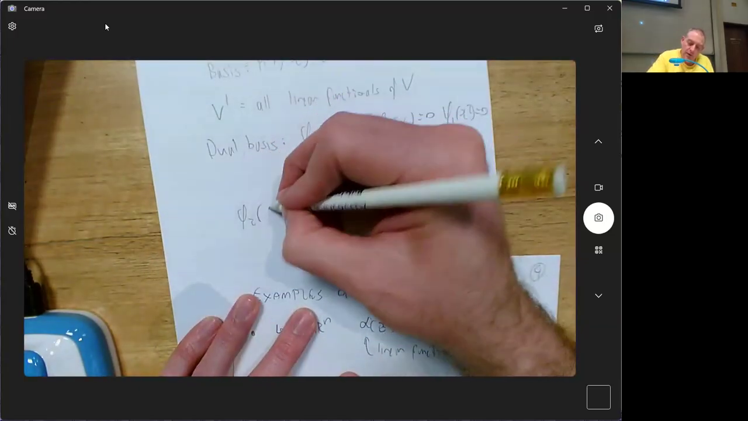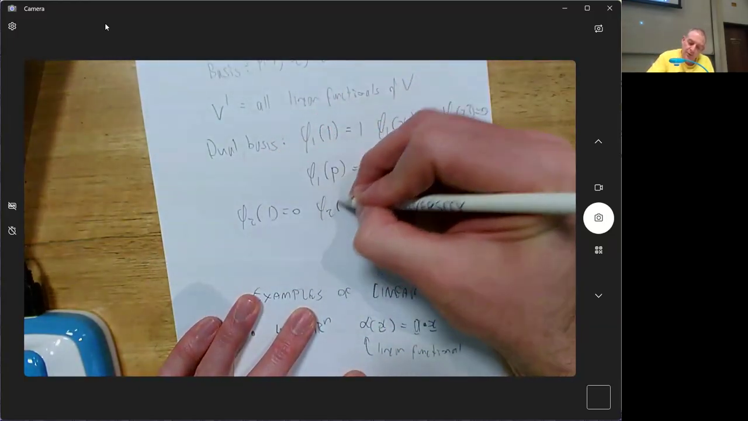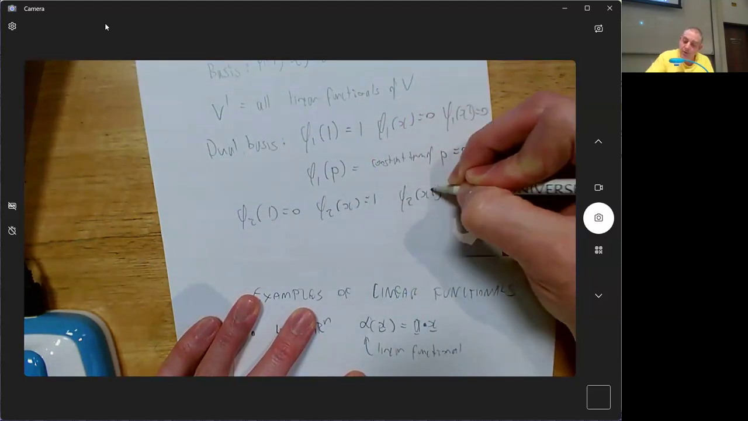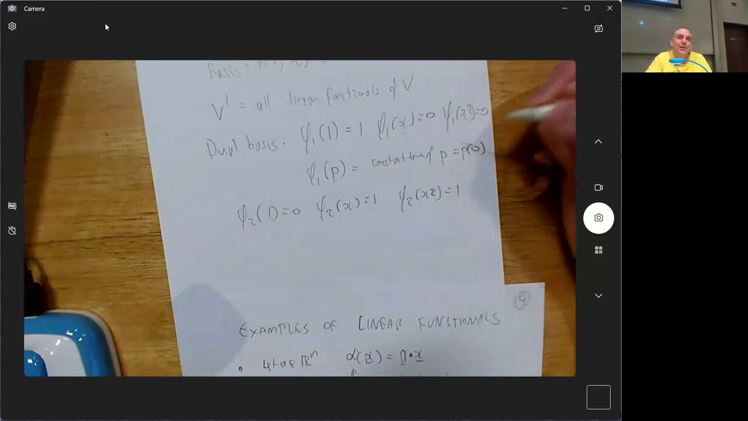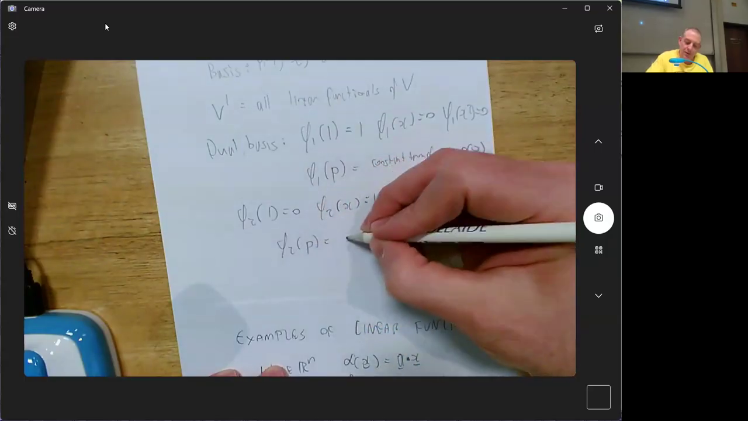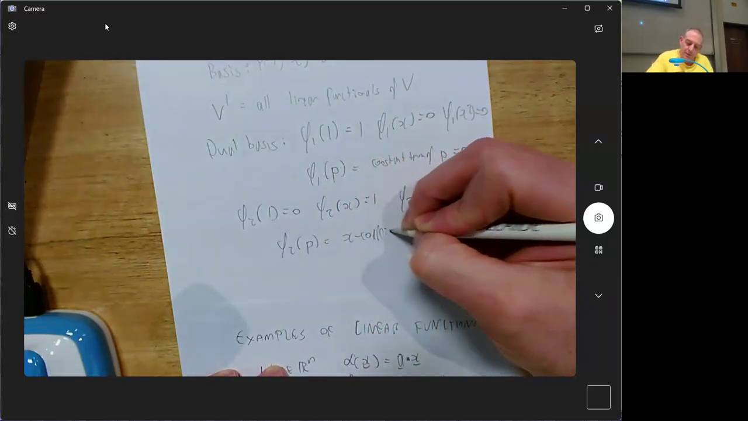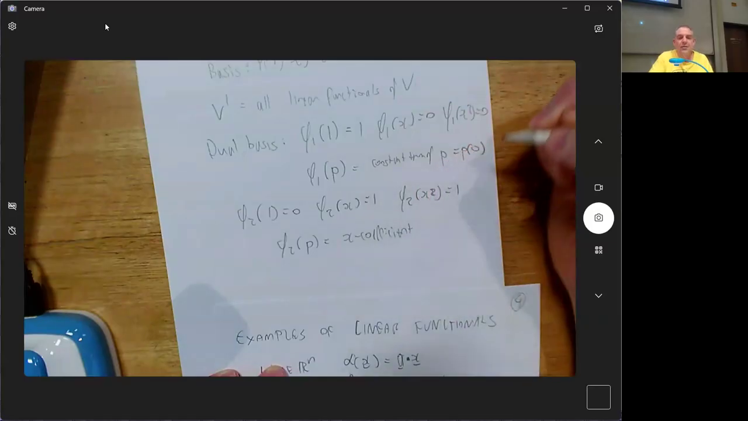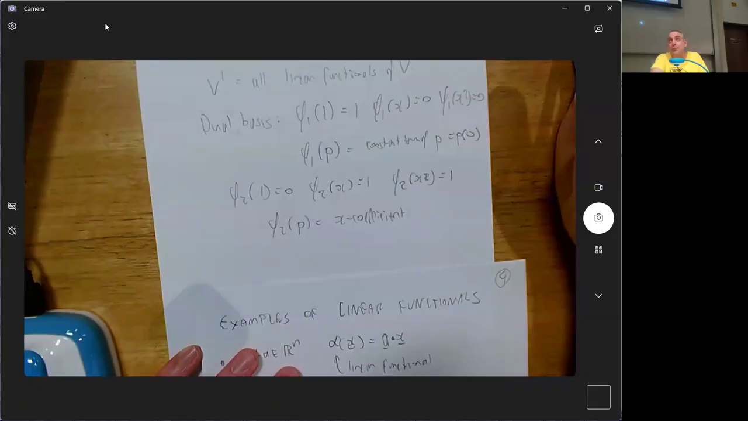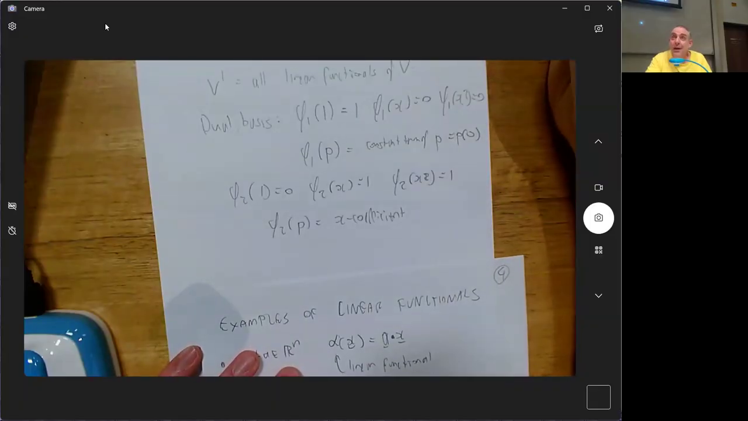Phi 2 of 1 is supposed to be 0. Phi 2 of x is supposed to be 1. Phi 2 of x squared is supposed to be 0. So this is the second coefficient, like the constant. So phi 2 of p is the x coefficient. And this is the general vibe. I've made it very silly because that's what the phis do. They are the exact linear functional that tells you the coefficient of that vector.